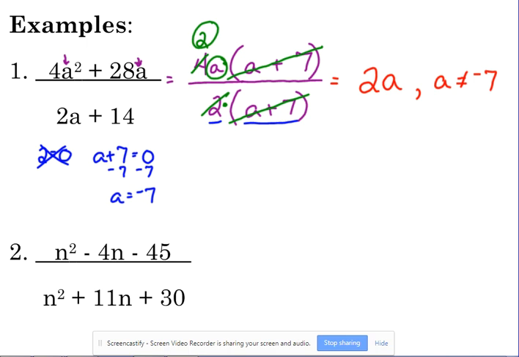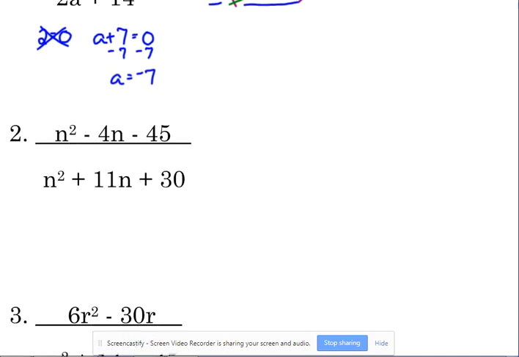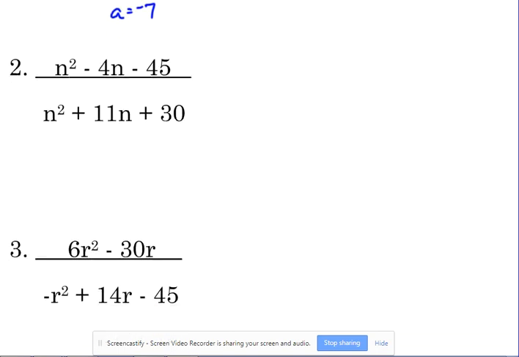Okay, let's do another one. Let's look at number 2. N squared minus 4n minus 45 all over n squared plus 11n plus 30. So let's simplify this rational expression here. What do we need? Do we have any GCFs? No GCFs on this one.